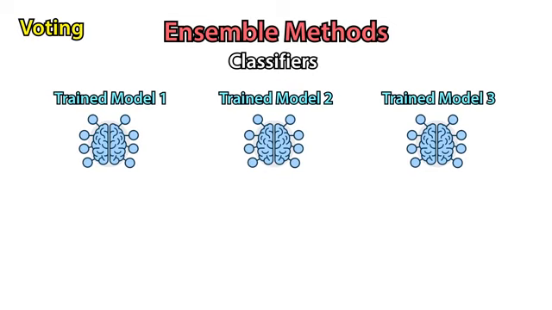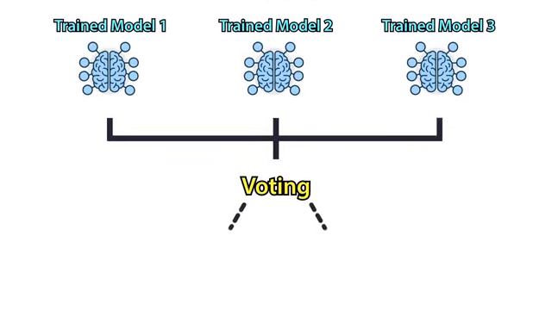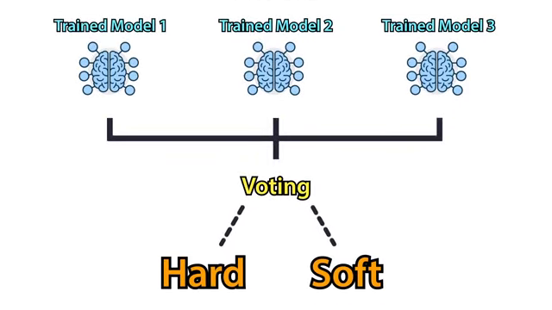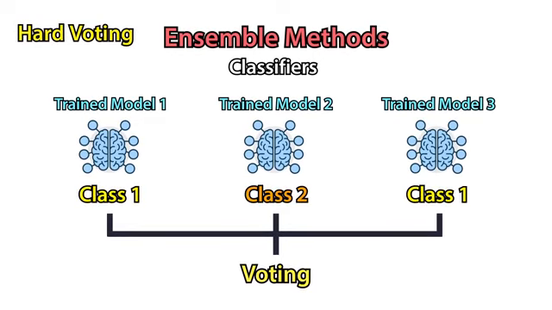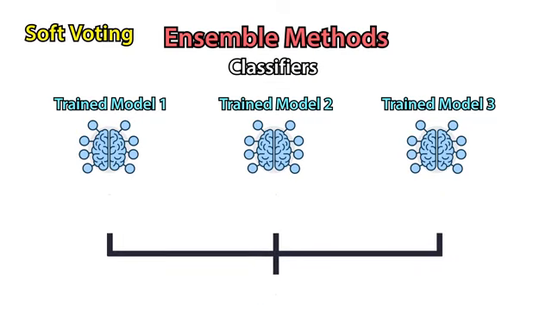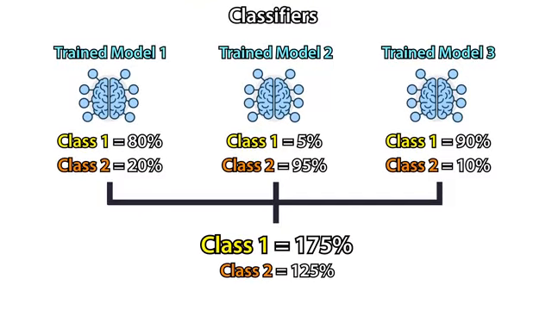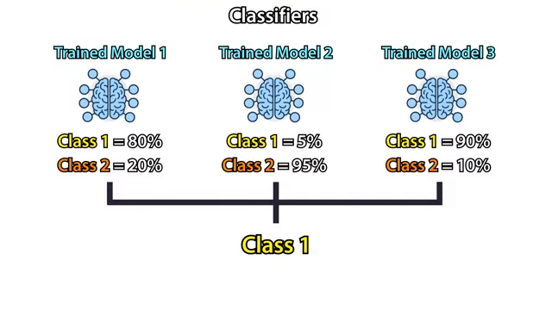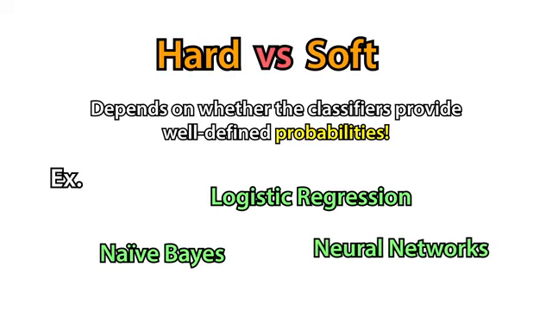Voting classifiers are a type of ensembles for classification. Here, you take different trained models, often of different types, and their predictions are combined through voting. There are 2 main types of voting: hard and soft. Hard voting is when the models predict the class, and the class with the majority of votes is selected as the final output. Soft voting is when the models output probabilities, and the probabilities are summed up. The class with the highest total probability is chosen. The choice between hard and soft voting depends on whether the classifiers provide well-defined probabilities.